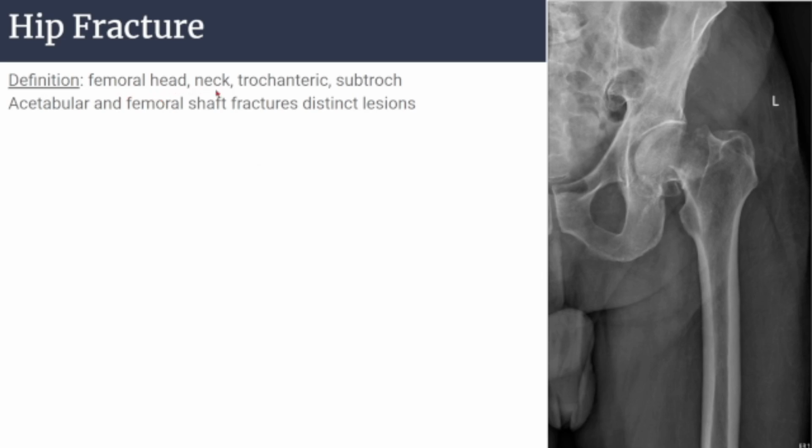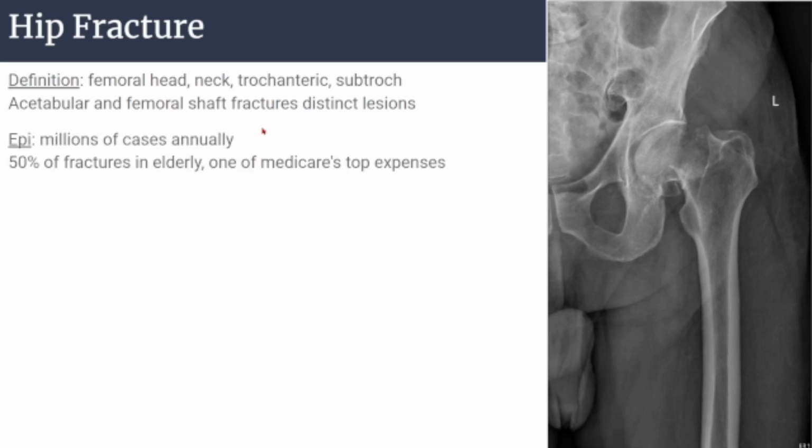So it can occur at the head, neck, trochanteric or subtrochanteric. Think of this as a typical hip fracture. Acetabular fractures and femoral shaft fractures are different. Very, very common in the United States, one of the top expenses of Medicare, representing the vast majority of elderly fractures.